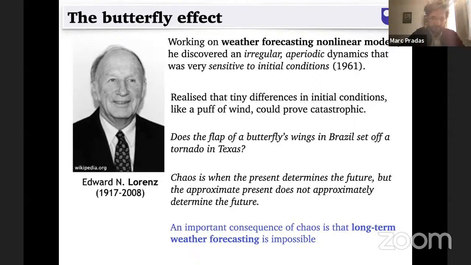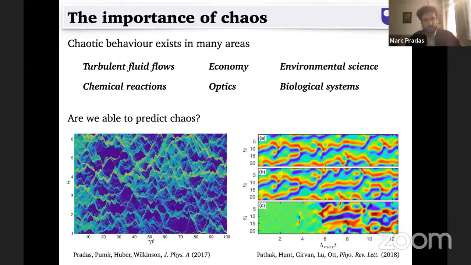So just to wrap up, just to mention that chaos is actually important in many different areas. We have shown some examples in biology, and we showed early examples of mechanical systems, but you can find examples of chaos in fluid mechanics, chemistry, economy, optics, environmental science, and biological systems we have mentioned. So this concept and this topic has received an enormous amount of research since it was introduced in the 60s by Ed Lorenz.